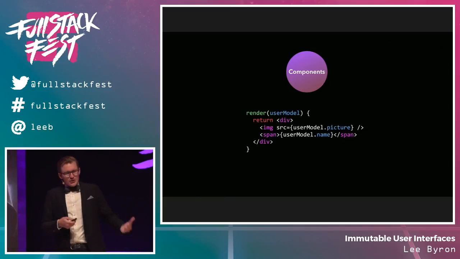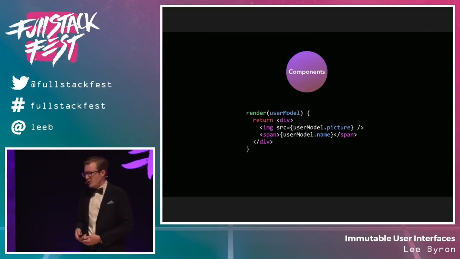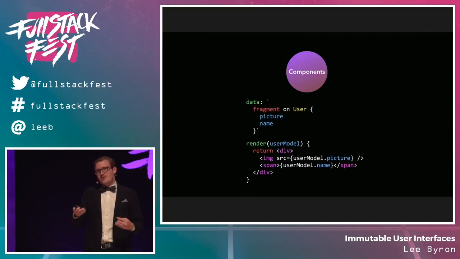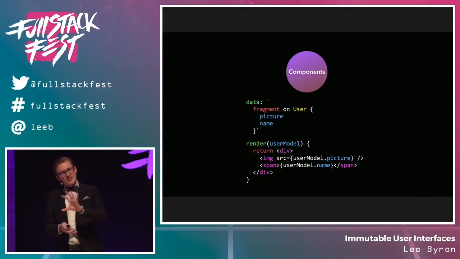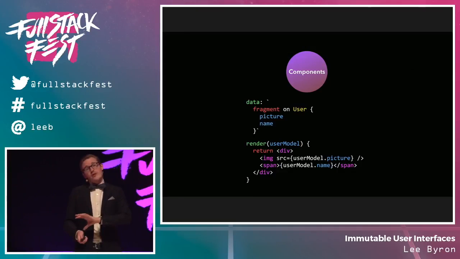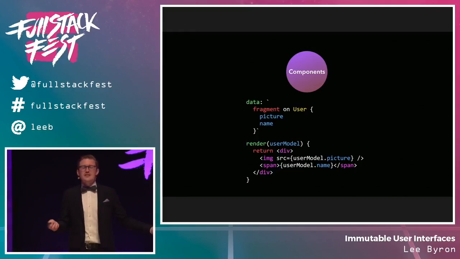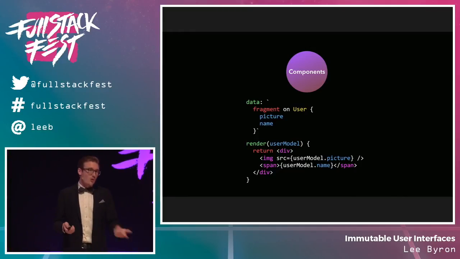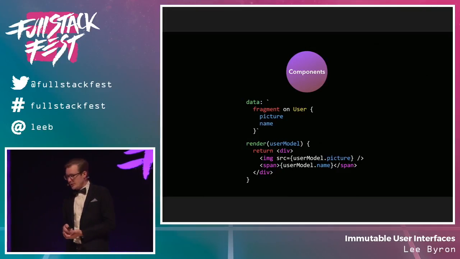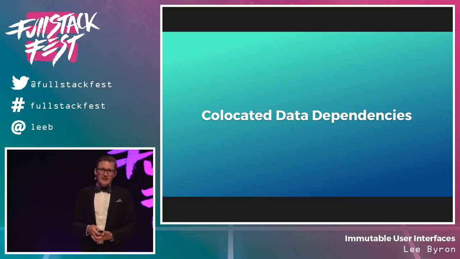So if each component describes not just the function that takes the state of the world and gives you your views, but also all the things that it will need from the model, then you have both of these things within the same place that define both what data you need and how to render that data onto the screen. Because they're described right next to each other, it's really easy to avoid these problems of overfetching, underfetching, and broken UIs. We call this co-located data dependencies.